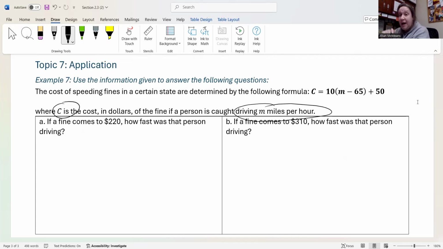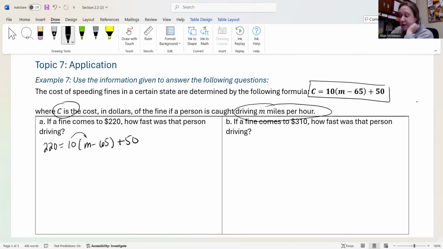Well, the fine is going to be C. So remember, C is the cost in dollars of the fine. So we're going to take this formula right here, but we're going to replace C with 220 and then solve for M. All right, so in order to solve, the first thing I want to do is distribute. So I'm going to distribute my 10 through M minus 65. So I get 220 equals 10M minus 650, and then don't forget the plus 50.